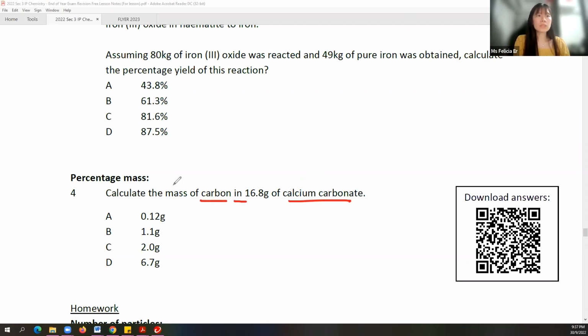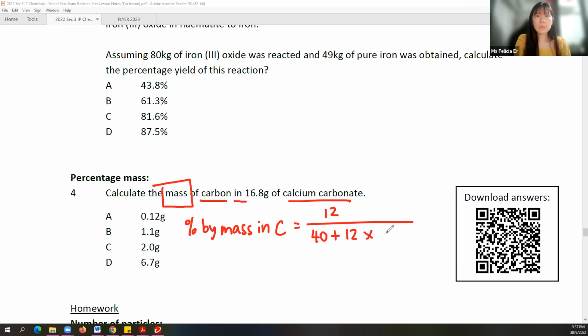In terms of mass, if you check the periodic table, carbon is 12, correct? So first step, because they're asking how much mass of carbon is inside this, I'm going to find out how much carbon there is inside calcium carbonate. So I'll write down Ca plus C plus O3. So it's CaCO3.